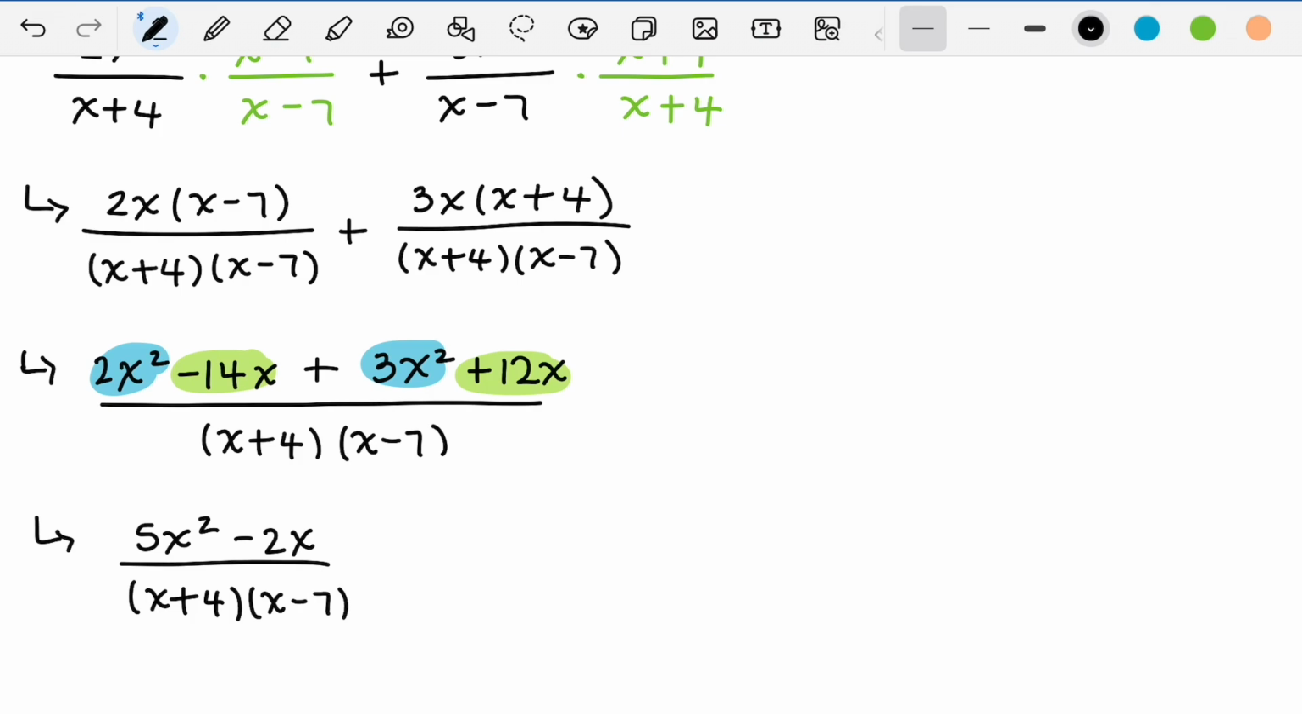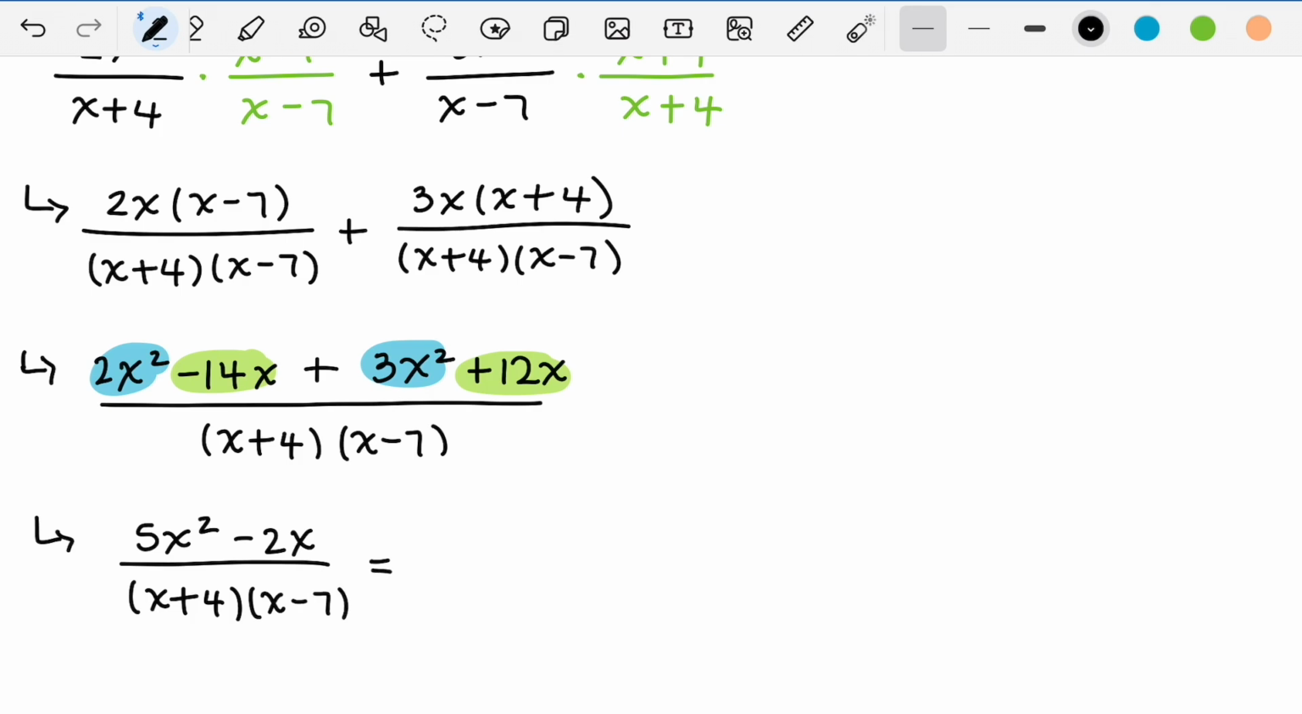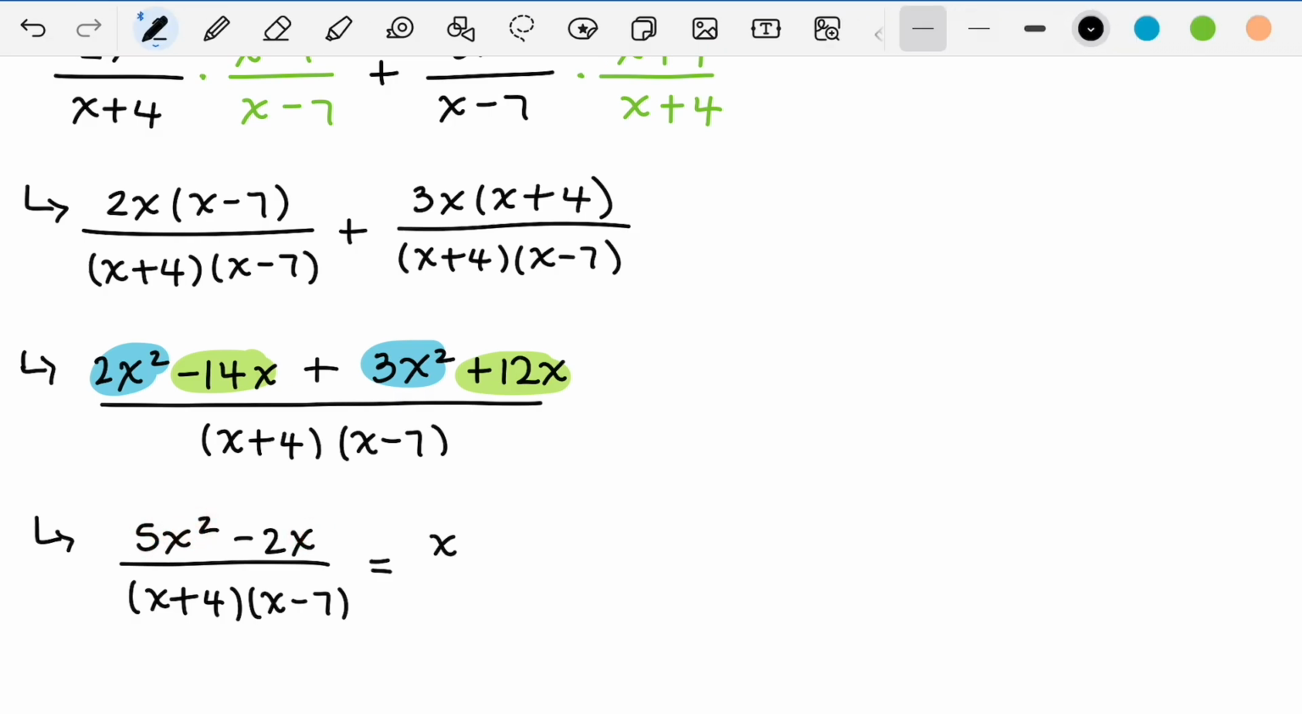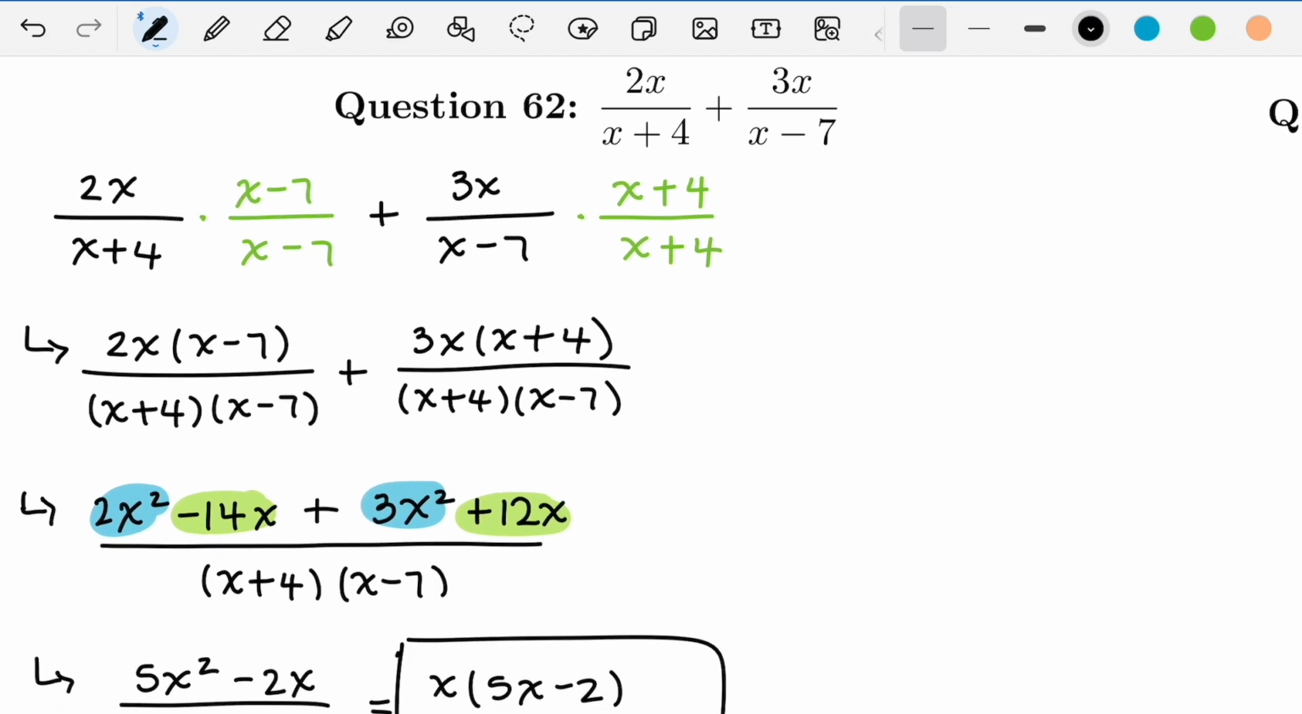Now what we can do, the last step to fully simplify this, is notice in our numerator, both of these terms share a common factor of x. So the fully simplified form here would look like this. And so this would be our final answer when we add the two rational expressions here.